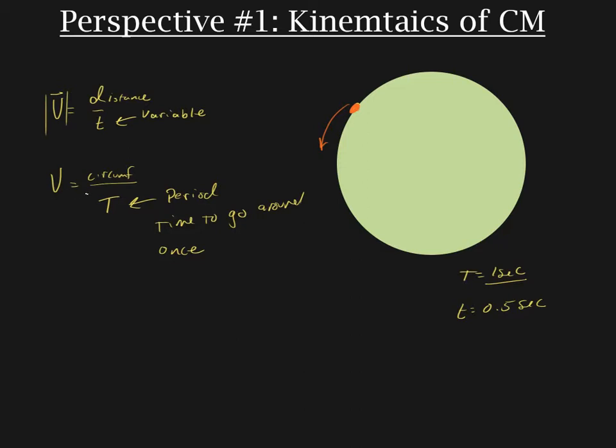So we get v is equal to circumference divided by the period. And now we just rewrite our circumference as 2 pi r, divided by T. R is the radius of the circle. And again, T represents the period, which is the time to go around once.